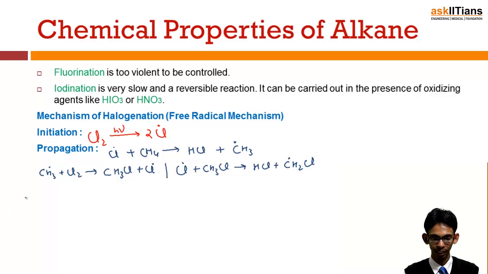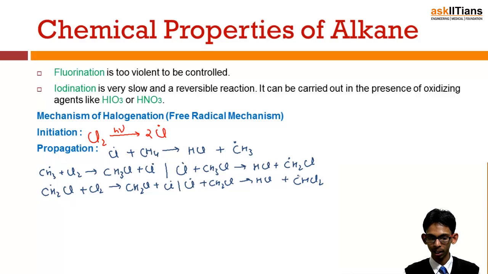This CH2Cl free radical again reacts with a chlorine molecule to form CH2Cl2, and a chlorine radical is generated. Again this chlorine radical reacts with CH2Cl2, abstracts a hydrogen to form HCl, and CHCl2 is formed, and the reaction continues till the formation of CCl4. So this was the propagation step.